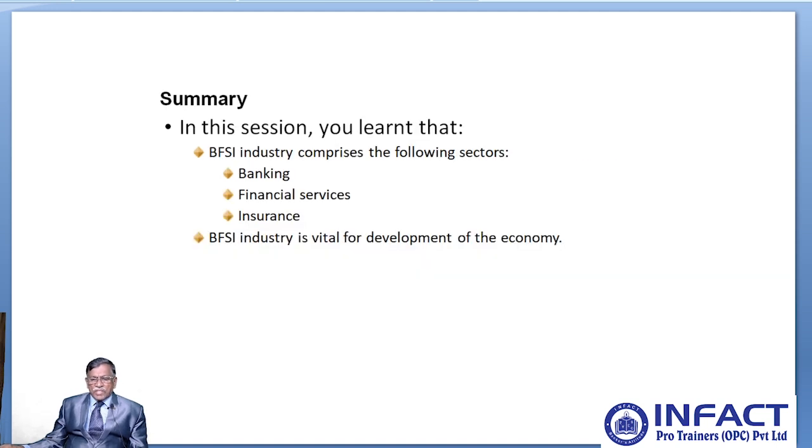Now, from this session, what we have learned is the BFSI industry comprises the following sectors, namely banking, financial services, insurance. The BFSI sector industry is vital for development of the economy. With this, we are concluding session 2.